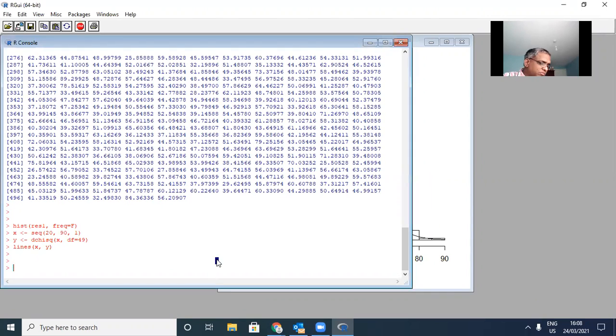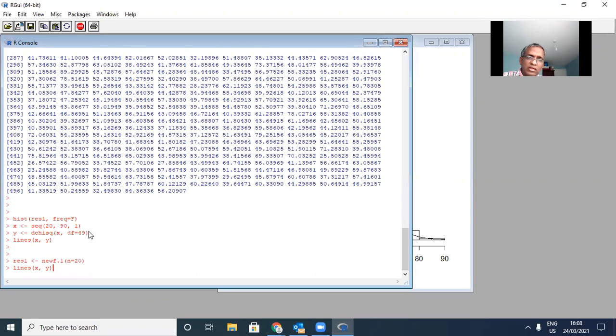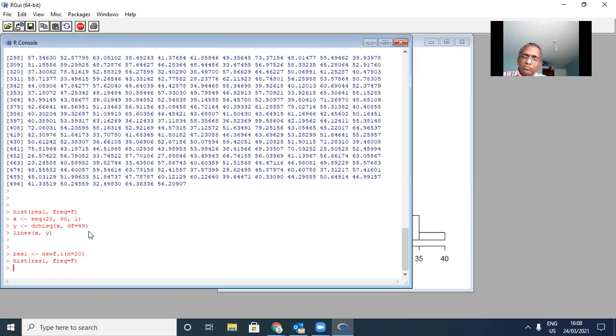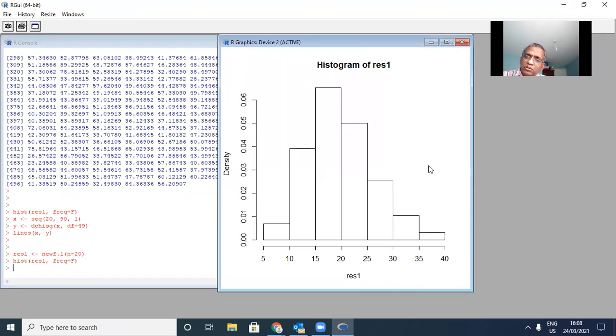All right, now let me repeat this with different values for n. Here I chose n to be 50. Now let me do this again with n equal to, say, 20. So I choose n to be 20 and then draw a histogram. And this is what you will see, right?